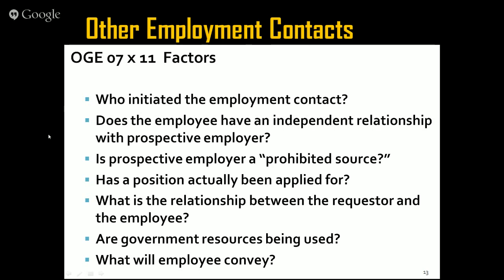Government resources, whether any government resources are being used, government phones, government emails, those are all government resources, and could give the impression that it's a government sanctioned thing or an official communication, so you want to be mindful with that. And then obviously looking at the totality of what the employee is conveying to make sure that there isn't any suggestion of coercion, tit for tat, reciprocity, that sort of thing. So I recommend 07X11 to you for other than letters of recommendation for employment.